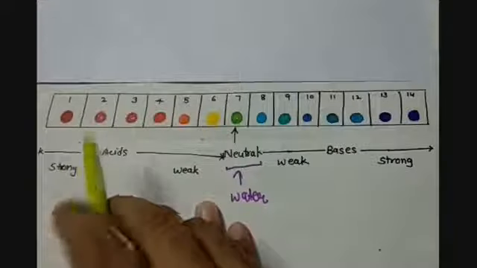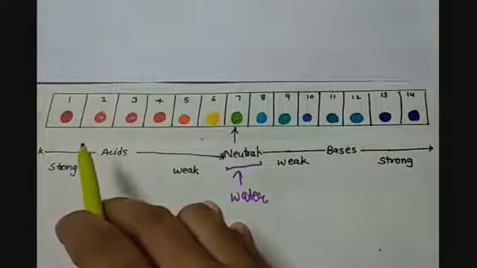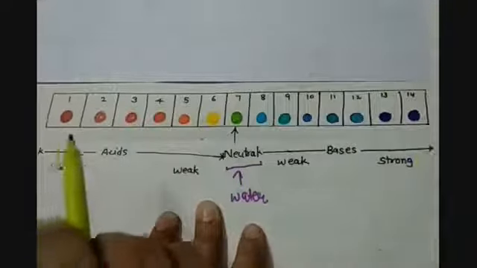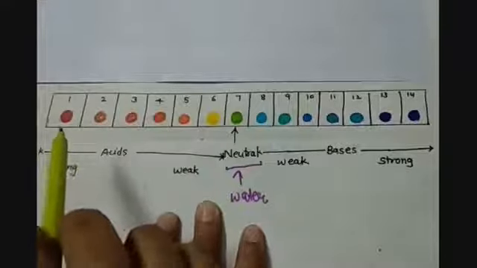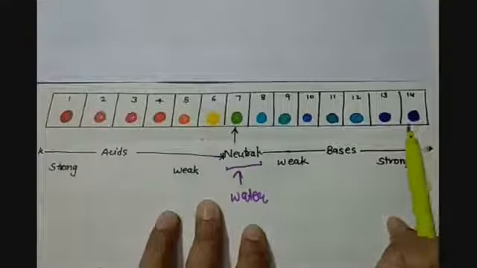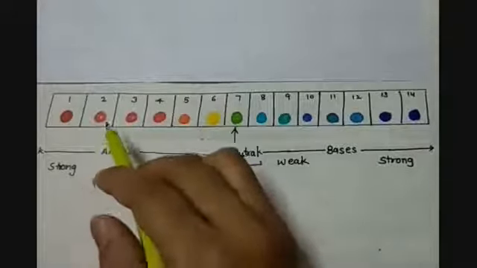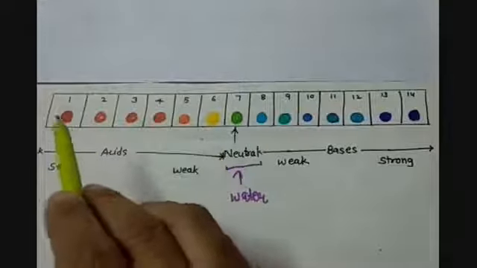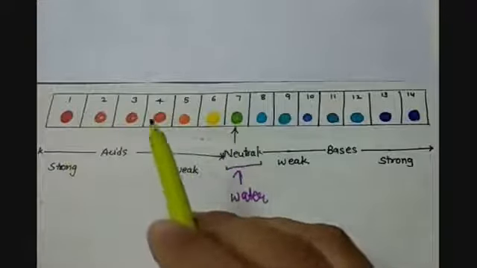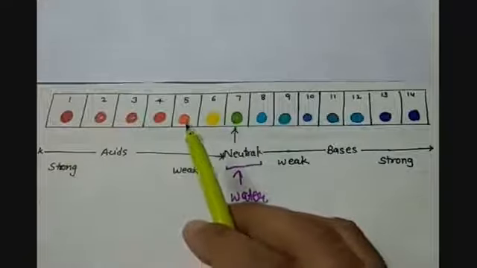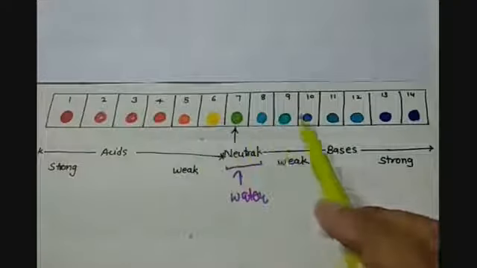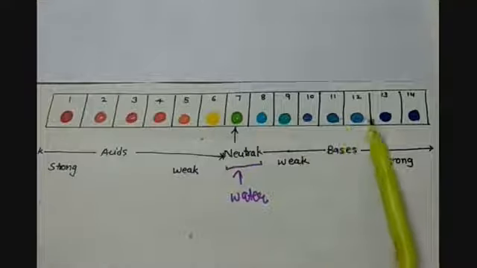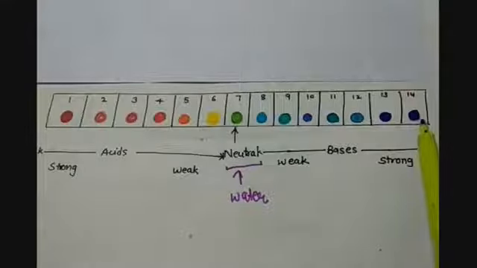This is how a universal indicator's color chart looks like. It has a range starting from 1 to 14 and colors from dark red to blue. So you can see the variations in the color for every value of pH. First it is red, then it slowly turns into light red, that is orange, then yellow, then green, and so on. And by increasing the basicity, it turns to dark blue.